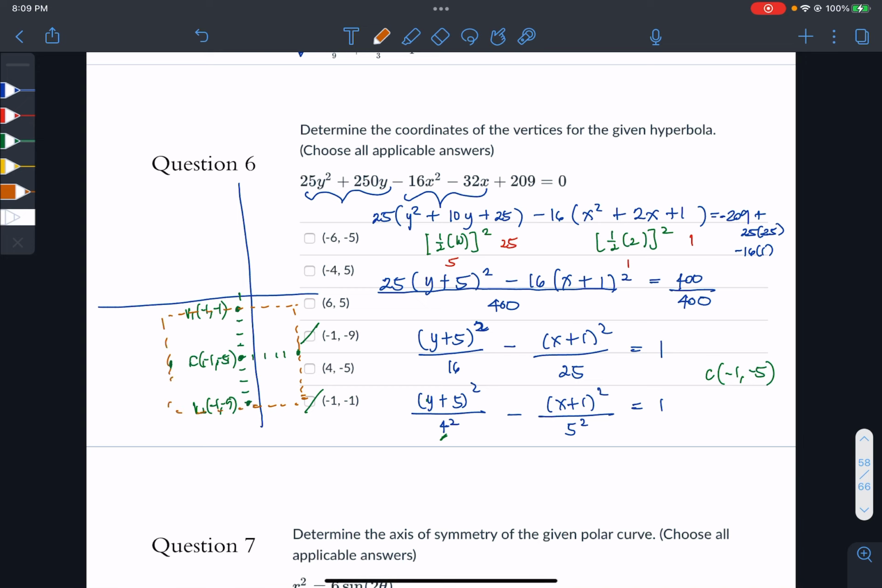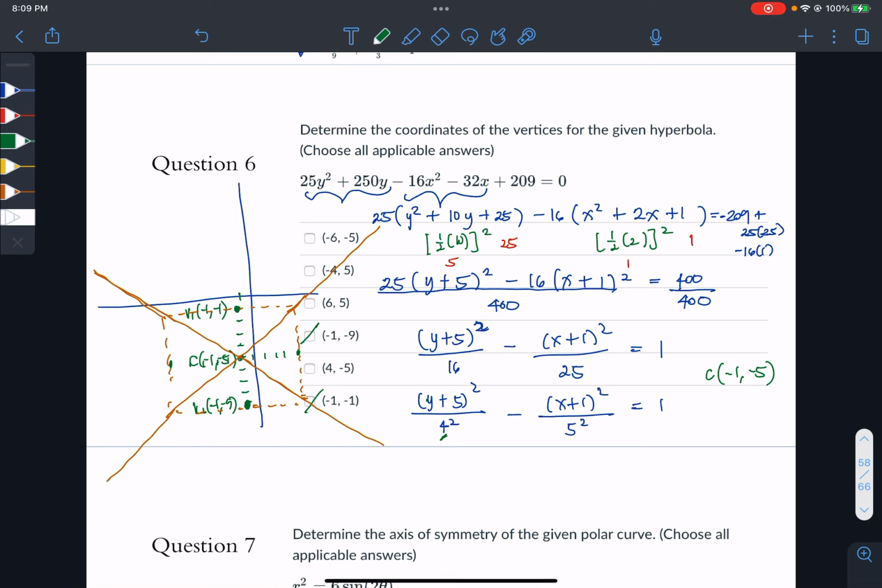Kuhanin natin yung asymptote. Asymptote would just be the connection. Okay, nung na-draw natin na ano, then, ito yung mga vertices natin.